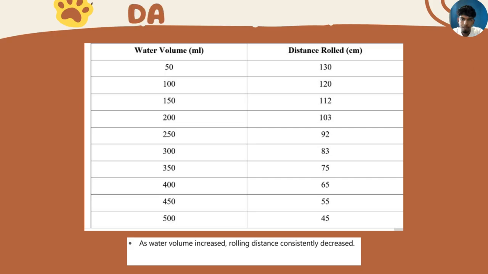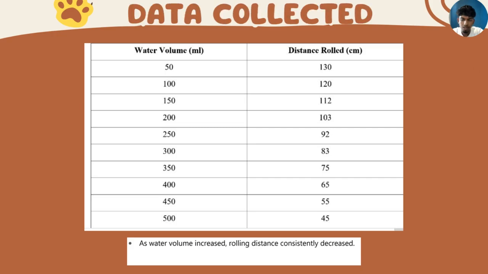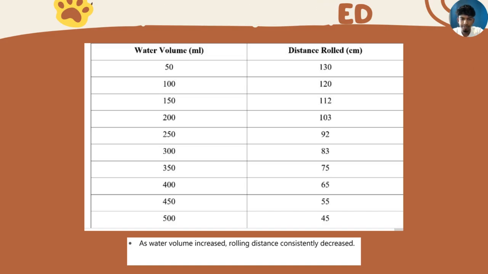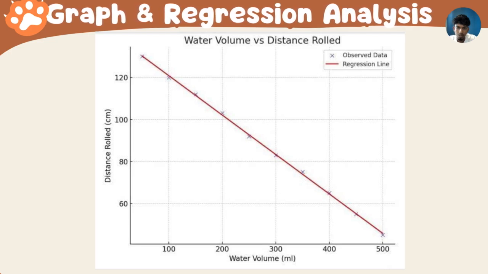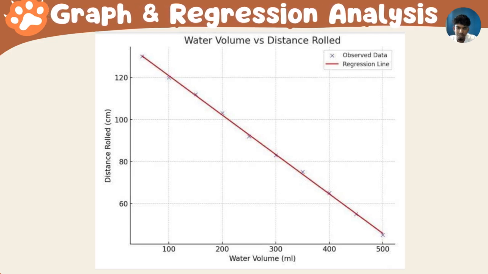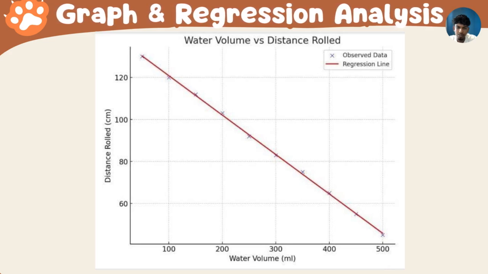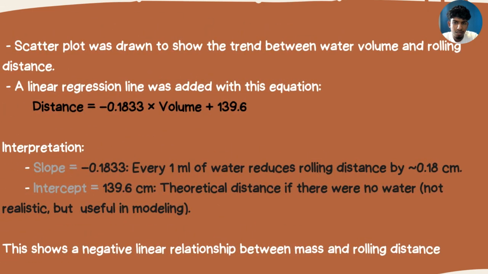So this is the data collected for the project. The water volume increased 50 ml for every round until it reached 500 ml. As the water volume increased, the rolling distance of the water bottle consistently decreased. This is the water volume versus distance rolled graph that we get from the data collected. Scatter plots were drawn to show the trend between water volume and rolling distance.